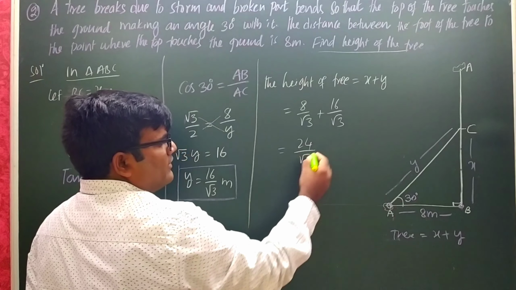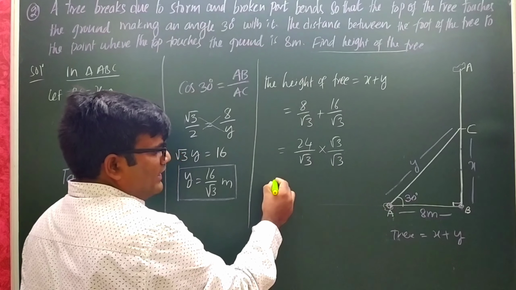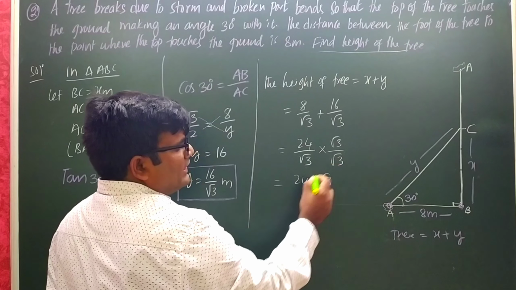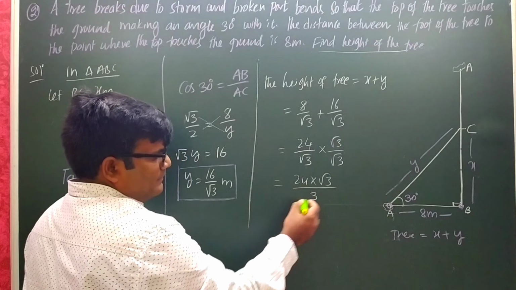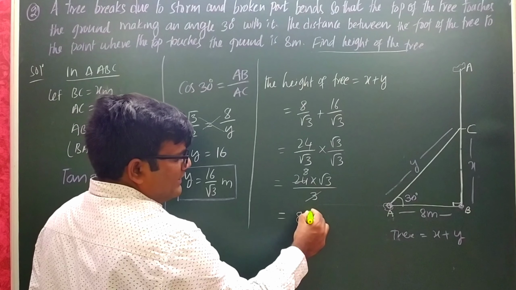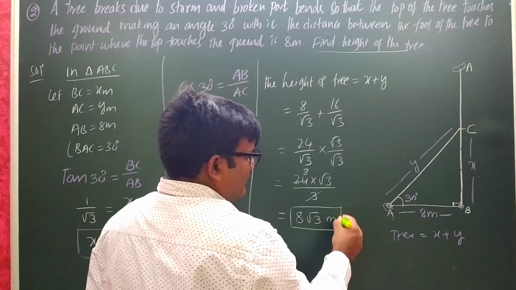Now do the rationalization. Multiply and divide by root 3. So numerator is 24 into root 3. Root 3 into root 3 is 3. 3 ones are 3, 3 eights are 24. Therefore, the height of the tree is equal to 8 root 3 meters.